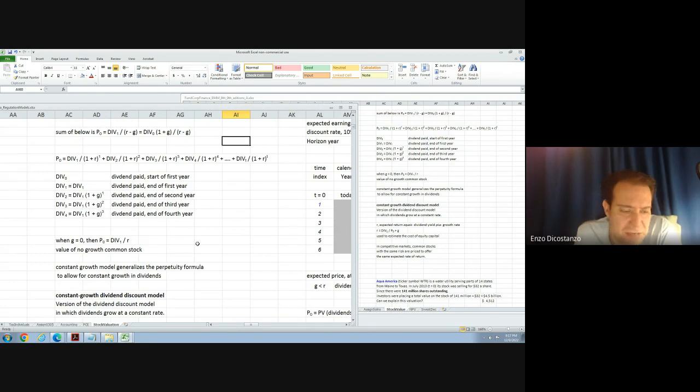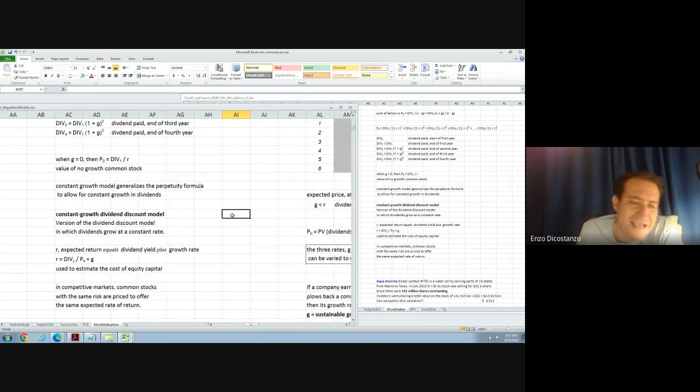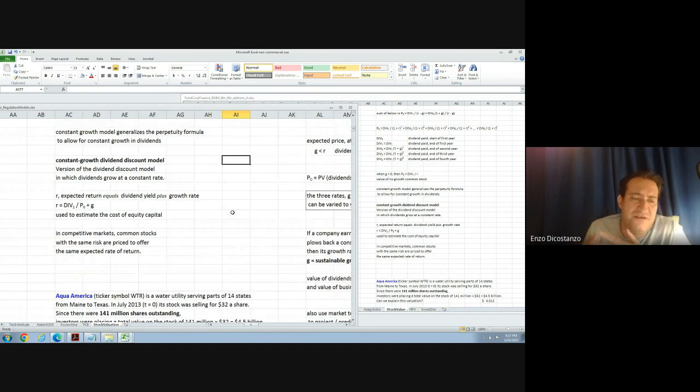So if G is 0, then we go back to this, the value of a no growth stock. But with the constant growth model, we generalize the perpetuity formula to allow for constant growth in dividends. And again, you're talking about operating in a vacuum. The accounting information is very important. You have sellers for specific assets. That's very important, and these models take into account none of that. But those are really important pieces to the puzzle.